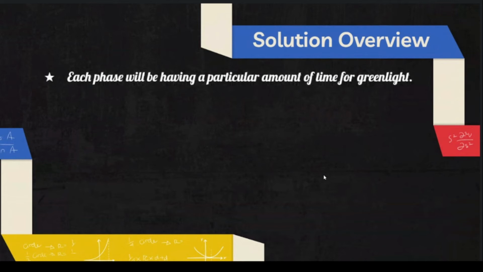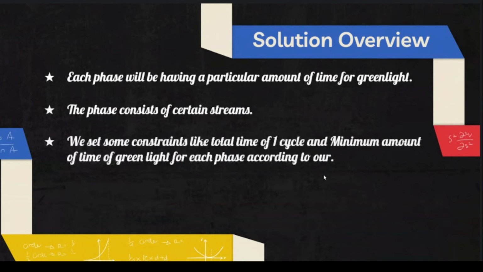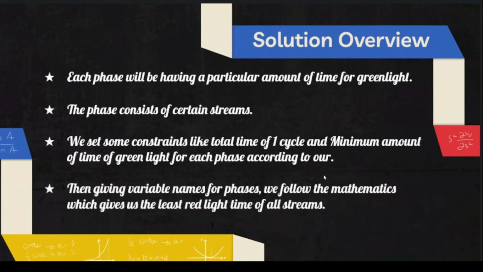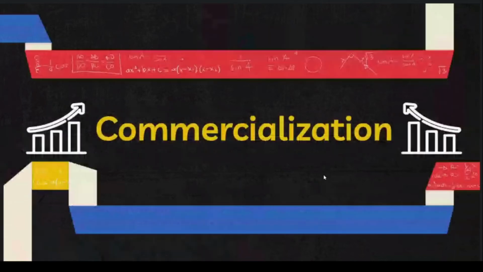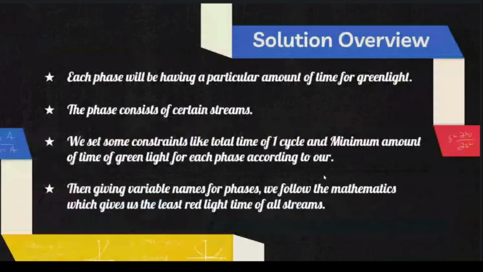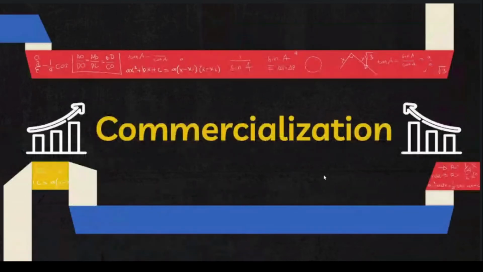Each phase will have a particular amount of time for green light. The phase consists of certain streams. We set constraints like total time of one cycle and minimum amount of time of green light for each phase according to our own needs. A stream is the flow of traffic in a certain direction. Then, giving variable names for phases, we follow the mathematics which gives us the least red light time of all streams. Let us look at the ways we would follow for the commercialization of this.